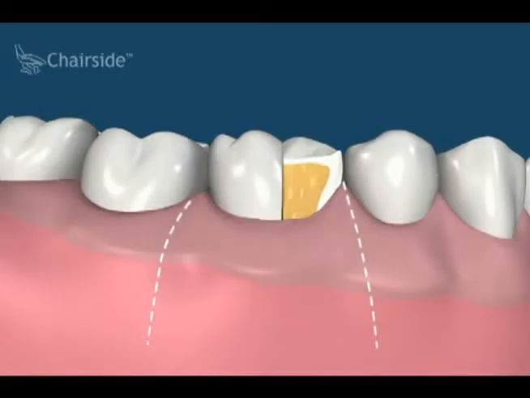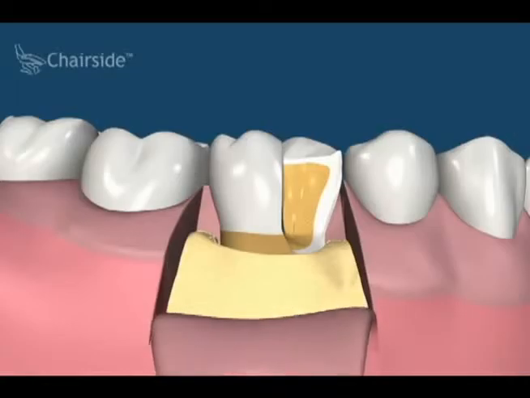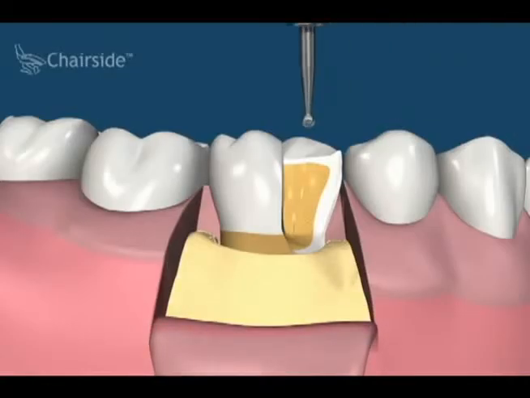First, we raise a gingival flap for access. And then we reduce the bone level so that the bone is a certain minimum distance below the fracture.